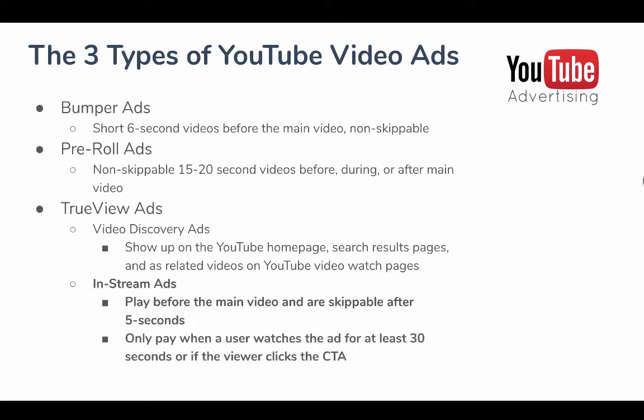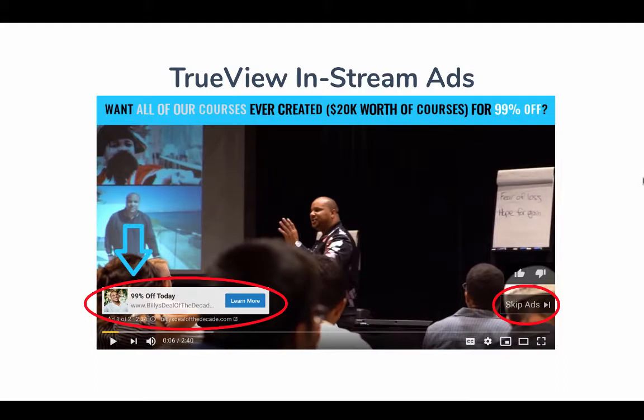And the advertiser, which is you, would only pay when a user watches the ad for at least 30 seconds, or if the viewer clicks the CTA. So they click the button to learn more, you're charged for that. Or if they watch to 31 seconds and they skip it then, you're charged for that. So here's an example of a TrueView In-Stream ad. And you can see on the bottom right hand corner here where you can skip the ad after 5 seconds. And then on the bottom left on desktop, you'll see the call to action.